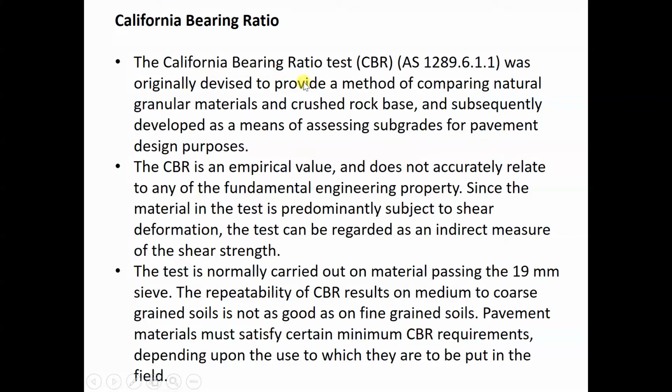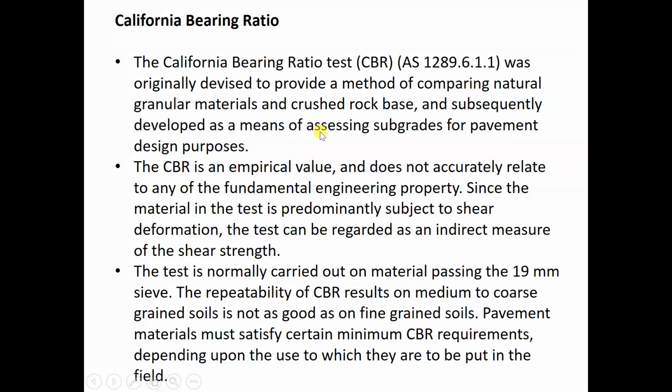So the California bearing ratio test was originally devised to provide a method of comparing natural granular materials and crushed rock aggregate beds, and was subsequently developed as a means of assessing the subgrade for pavement design purposes. Even later on, when we design the pavement, we need to know the CBR of the subgrade. How do we decide the CBR? I think it is on site as well.